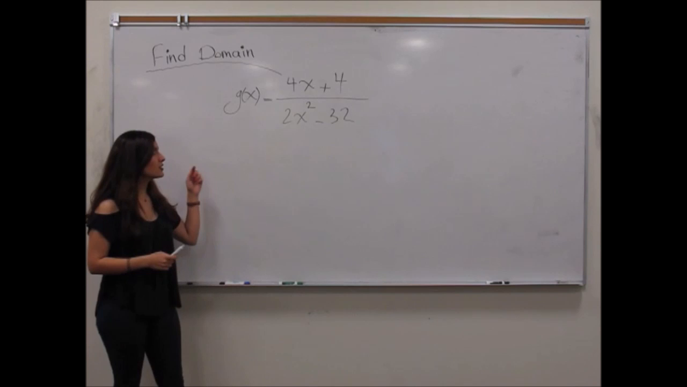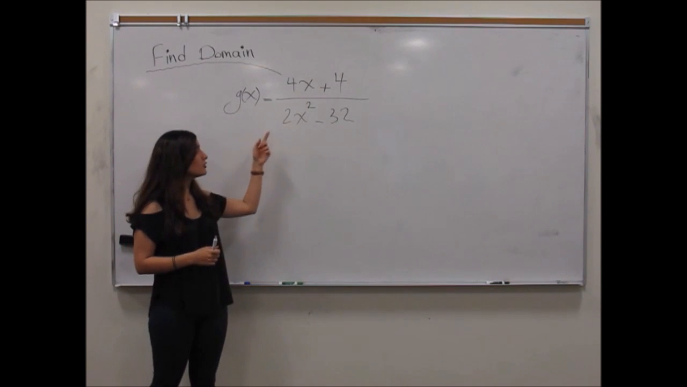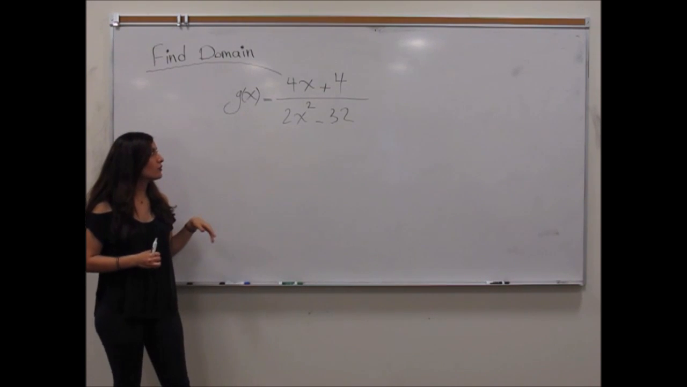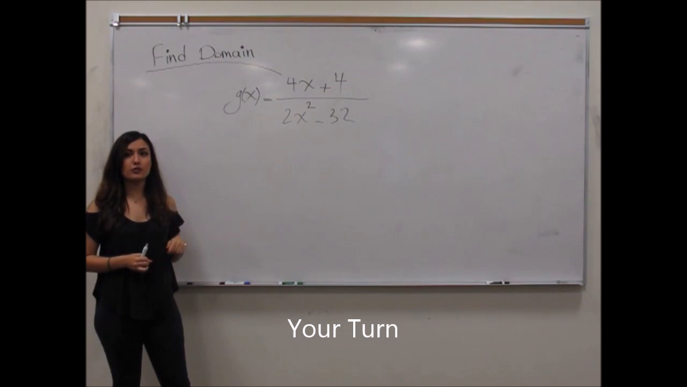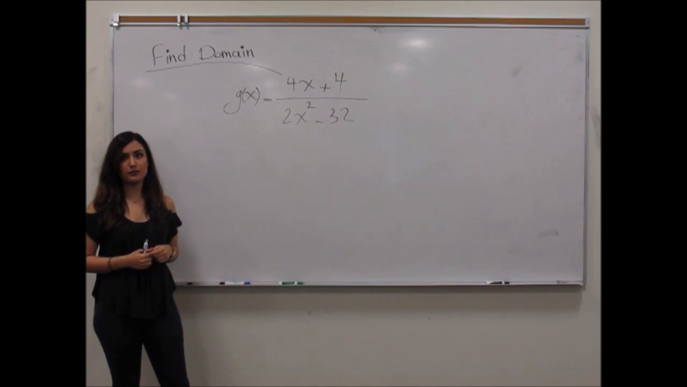Alright, so I have this function g of x equal to 4x plus 4 over 2x squared minus 32. This is for you guys to try, so go ahead and pause the video, try to find its domain. We'll go over it together.